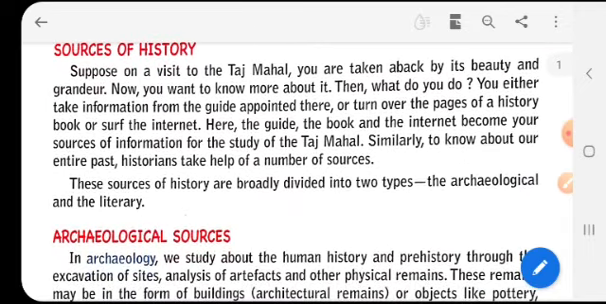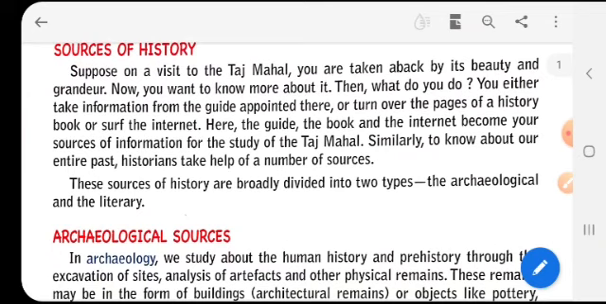Then what do you do? You either take information from the guide appointed there, or turn over the pages of a history book, or surf the internet. You use all kinds of techniques to increase your knowledge about that particular place, through the guide who was appointed there to guide you around the place, or from the history book, or you can surf the internet to get more knowledge about it. Here, the guide, the book, and the internet become your sources of information for the study of the Taj Mahal.